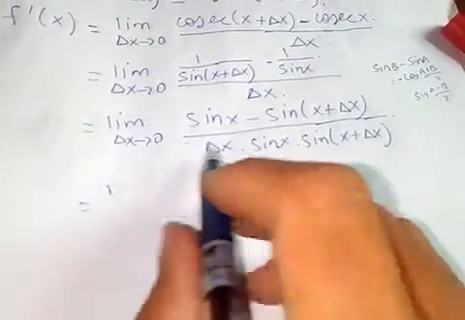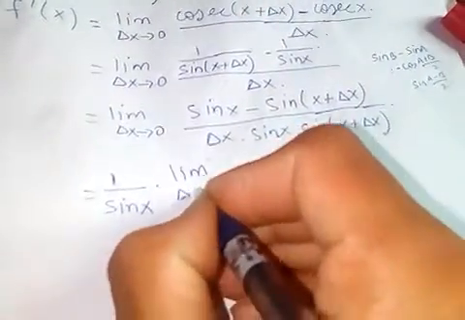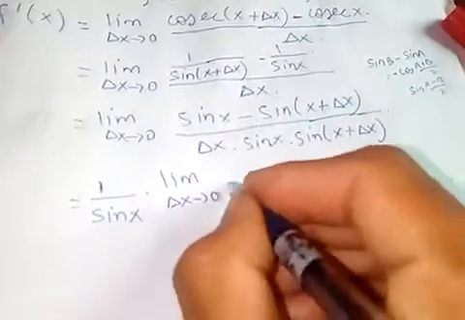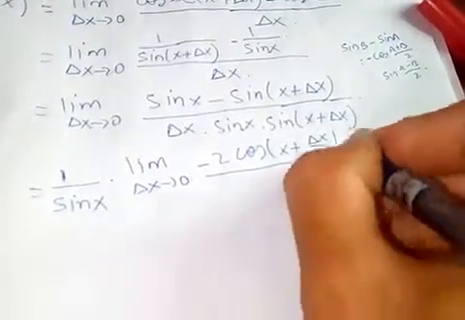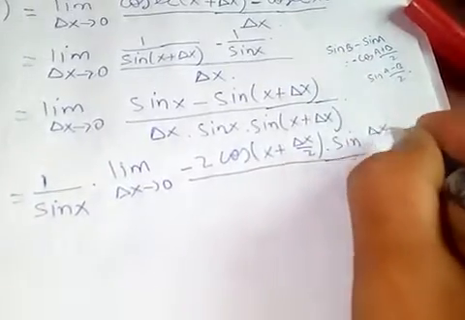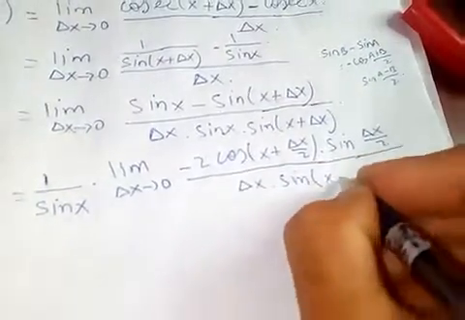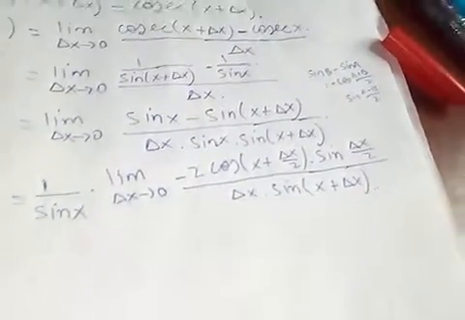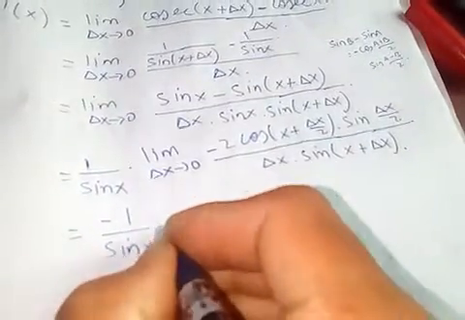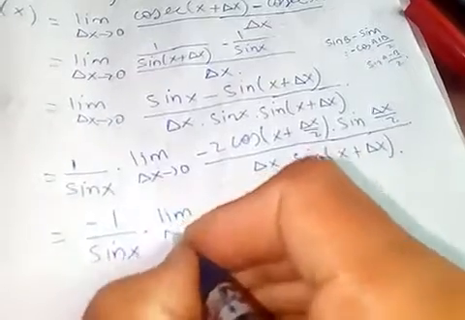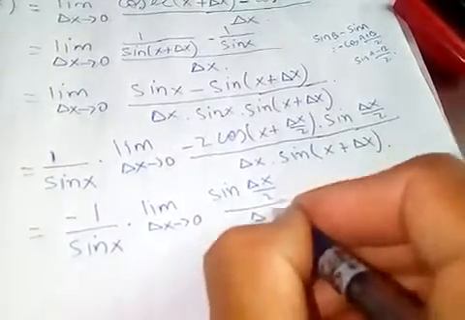Now if you apply here, since sine x does not contain delta x, it is treated as constant. Sine x can come out of limit delta x tends to 0. So if you apply minus 2 cos, you get x plus delta x over 2 into sine of delta x over 2 divided by delta x into sine x plus delta x. Now this minus coming out here, minus 1 over sine x, and from properties of limit, delta x tends to 0 sine delta x over 2 over delta x over 2.